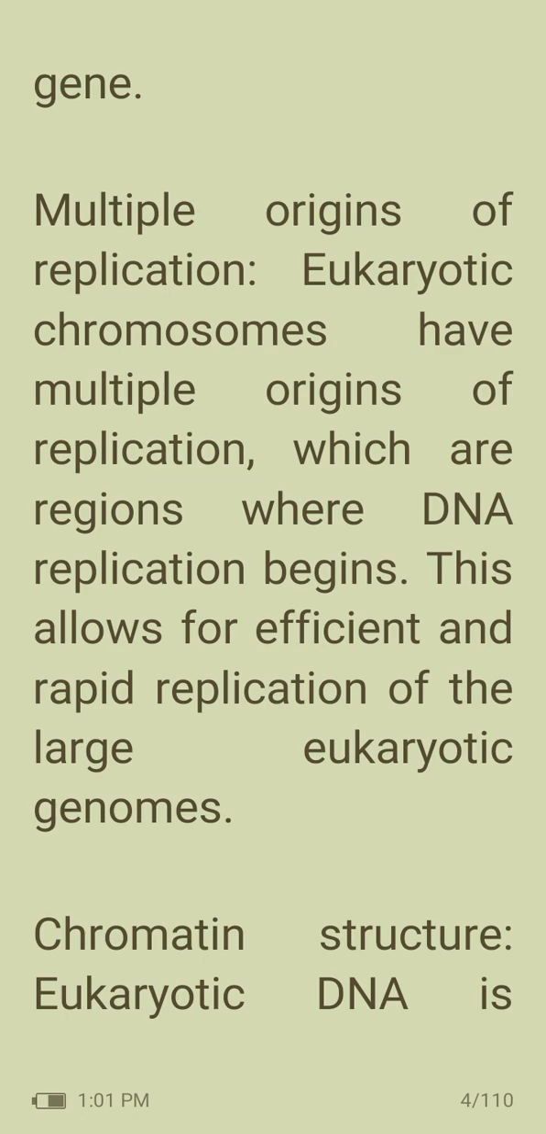Multiple origins of replication. Eukaryotic chromosomes have multiple origins of replication, which are regions where DNA replication begins. This allows for efficient and rapid replication of the large eukaryotic genomes.